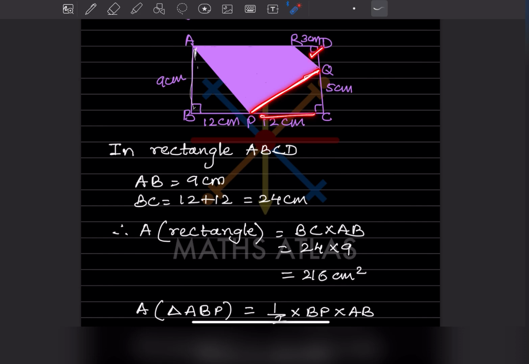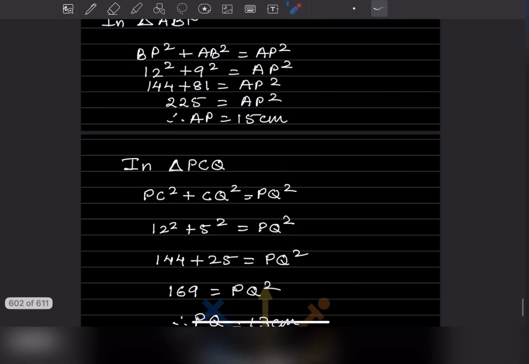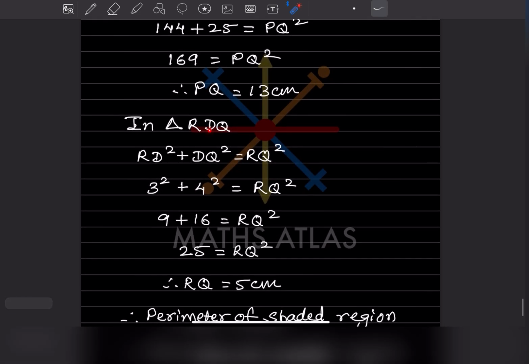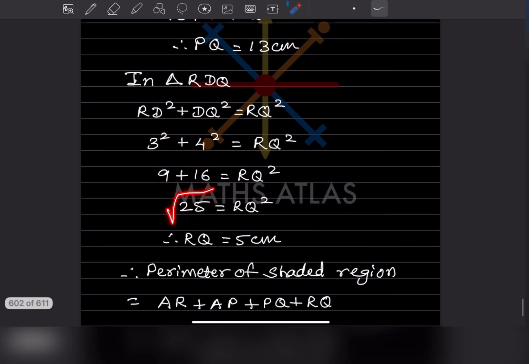Now we'll go for this triangle. Again here in RDQ, RD square plus DQ square is equal to RQ square. So 3 square plus 4 square is equal to RQ square. This is going to be 9 plus 16. When you add this, it is going to be 25. When you take the square root of this, RQ is going to be 5 centimeter.